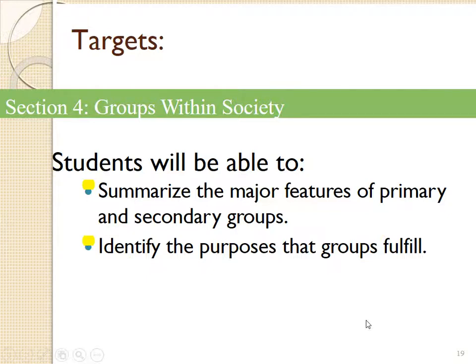So our goals today, our targets, are to summarize the major features of primary and secondary groups, those are the types of groups we most participate in, and identify the purposes that groups fulfill.